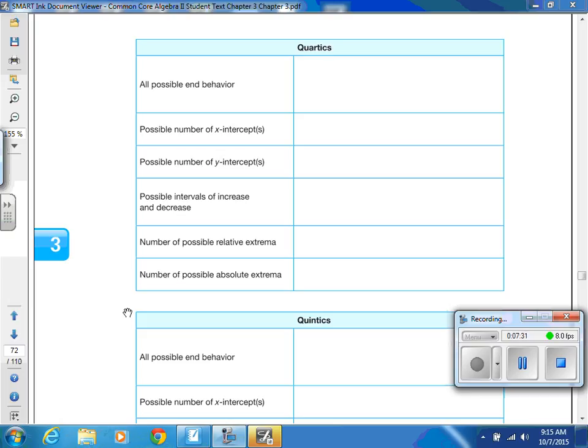All right. Work on that. Use the other one for the model. Work on it. We'll talk about it in just a minute. So let's talk about quartics.